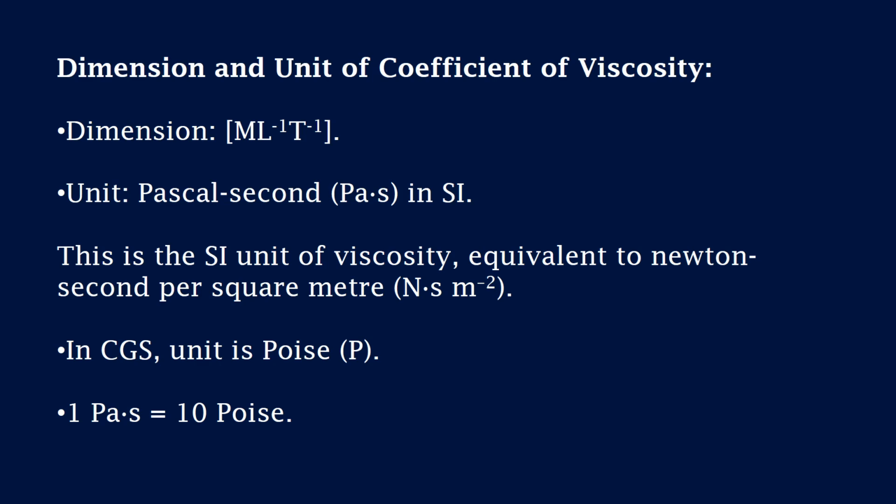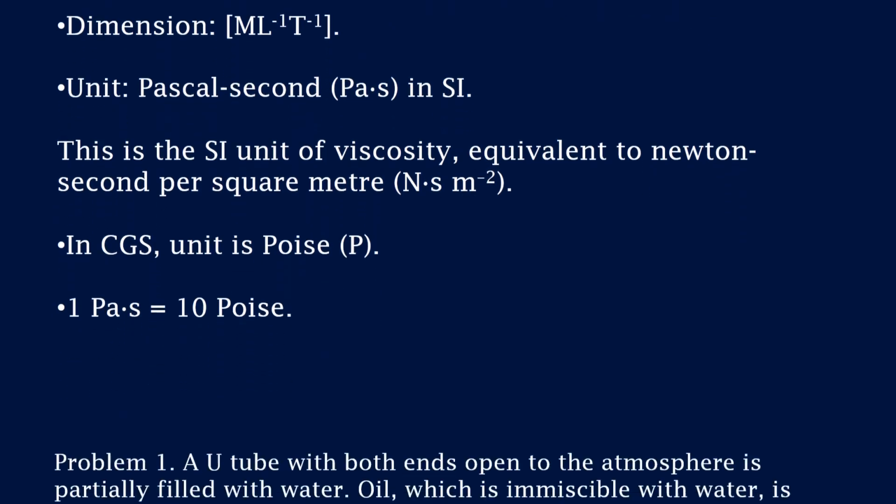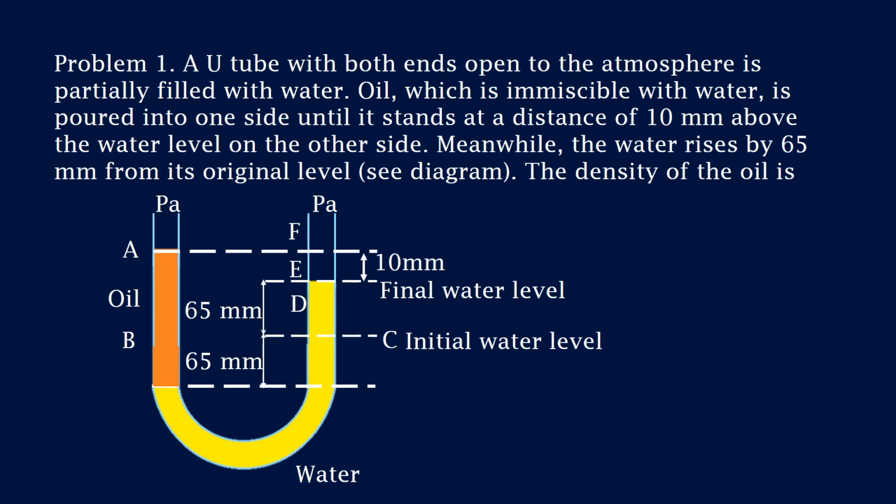Now, let us solve some numericals. Problem 1. A U-tube with both the ends open to the atmosphere is partially filled with water. Oil, which is immiscible with water, is poured into one side until it stands at a distance of 10 mm above the water level on a given side. Meanwhile, the water rises by 65 mm from its original level. Calculate the density of the oil.